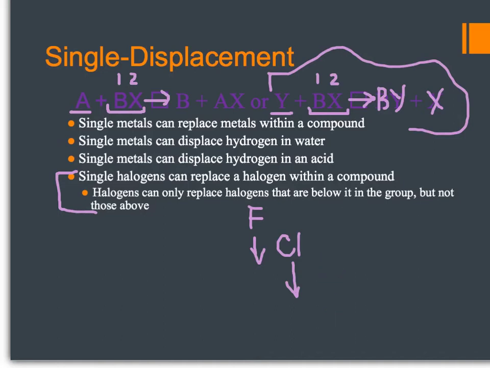But fluorine and chlorine for sure are correct, and the element at the top can replace anything below it. So fluorine can replace chlorine or anything else. Chlorine can replace anything except fluorine, and etc. So they're most reactive at the top, and they can only replace less reactive halogens.